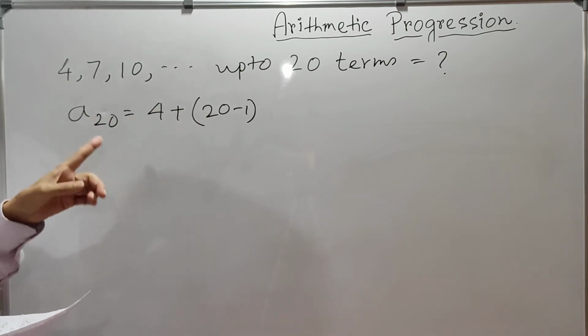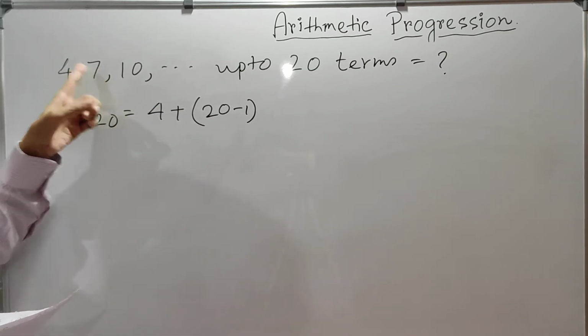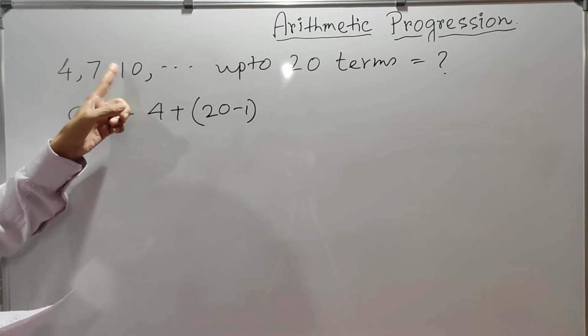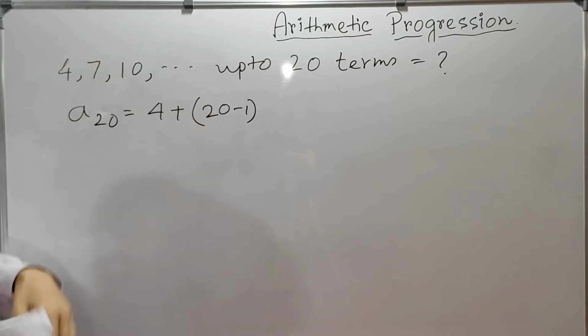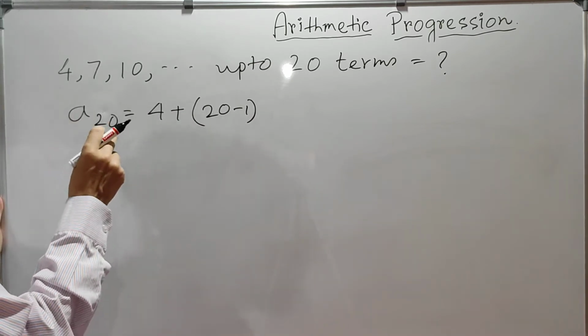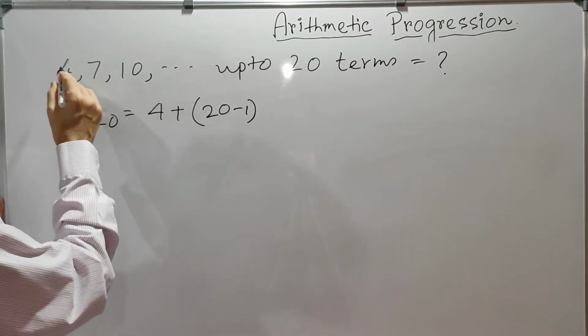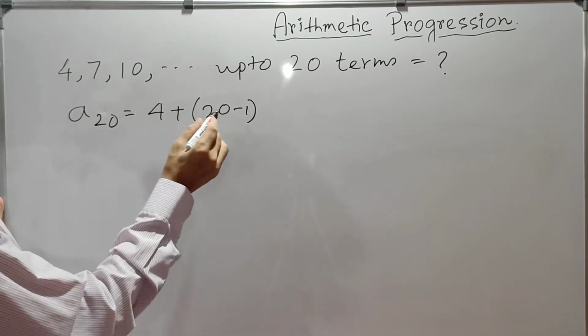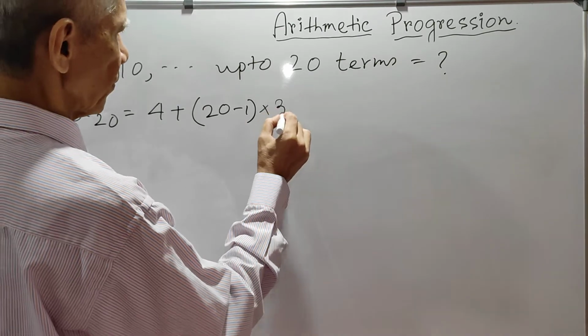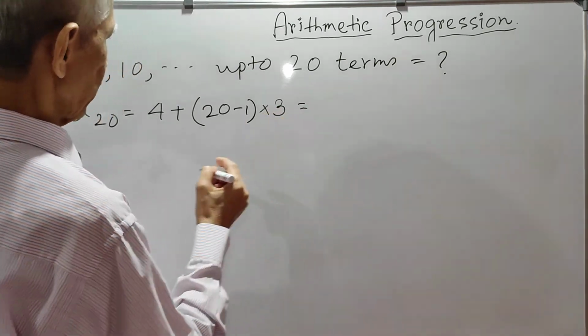Now how to find out the common difference? From any term you subtract the previous term. See, 7 minus 4 is 3, 10 minus 7 is 3. So that 3 is the common difference. All right. So the 20th term, using the nth term formula, A plus n minus 1, that is 20 minus 1, into D. So what is the common difference here? 3. All right.